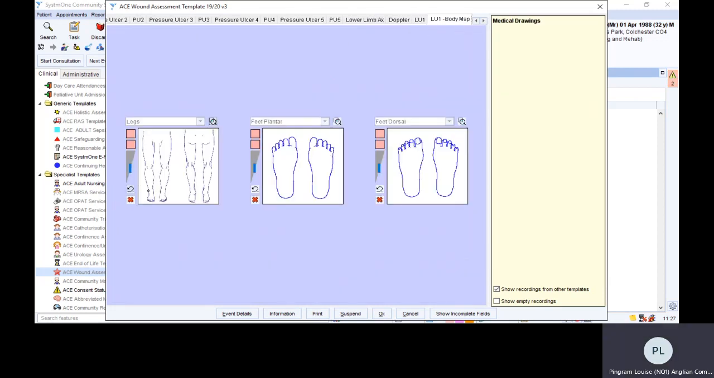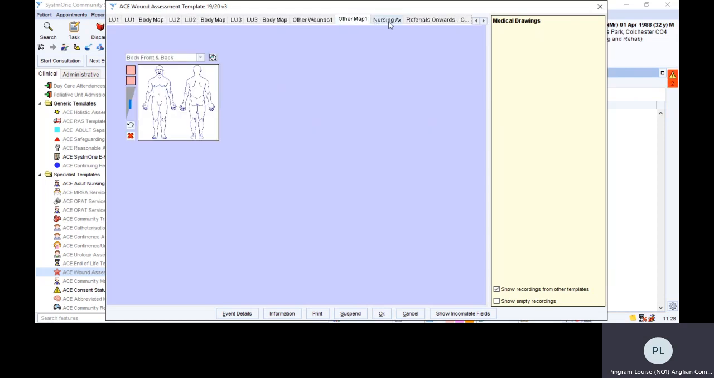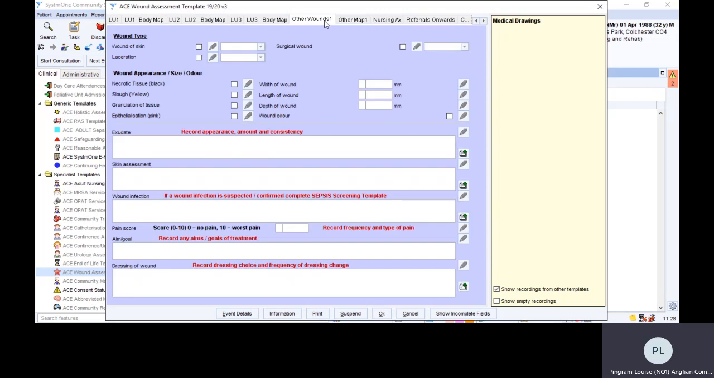Then you've just got your body map that obviously allows you to identify where that patient's leg ulcer is. And then that repeats up to 3 leg ulcers. Then you've got other wounds. So this just allows you to document any other wounds that the patient may have.